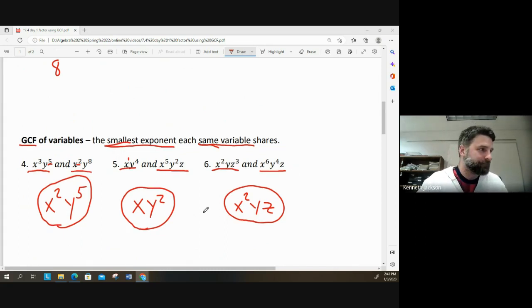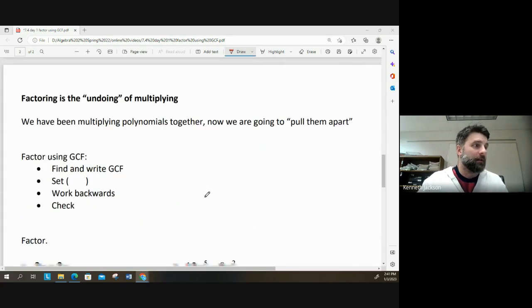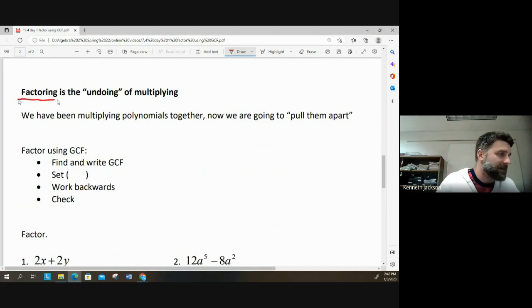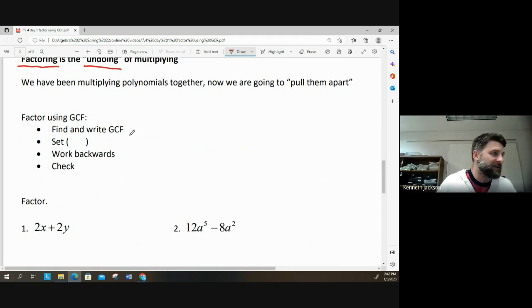So again, in the first 3 sections, we talked about adding, subtracting, and multiplying polynomials. That's putting stuff together. Now what we're going to do is factor these polynomials by pulling them apart, factoring using the GCF. In order to factor using the GCF, the first thing we have to do is write the GCF, which we just talked about above. We're going to make a set of parentheses, and then we need to fill in these parentheses.